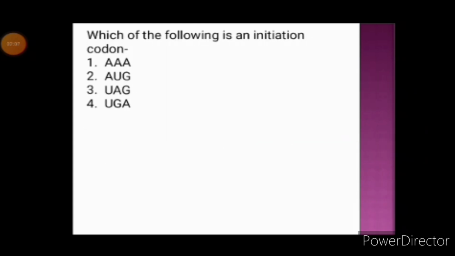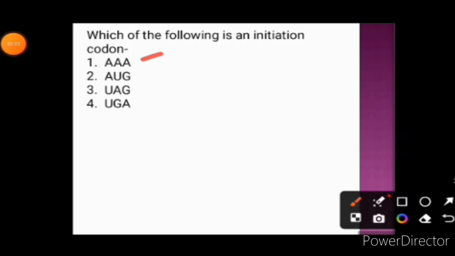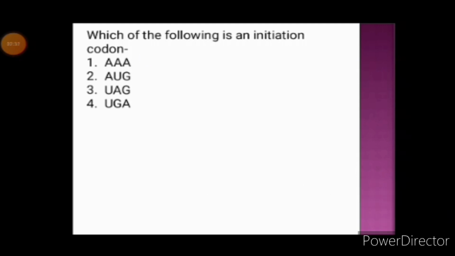Next question. Which of the following is an initiation codon? Option 1 AAA, option 2 AUG, option 3 UAG, option 4 UGA. This A stands for adenine, the nucleotide base adenine, G stands for guanine nucleotide base, U for uracil. And the correct answer is option 2, that is AUG.